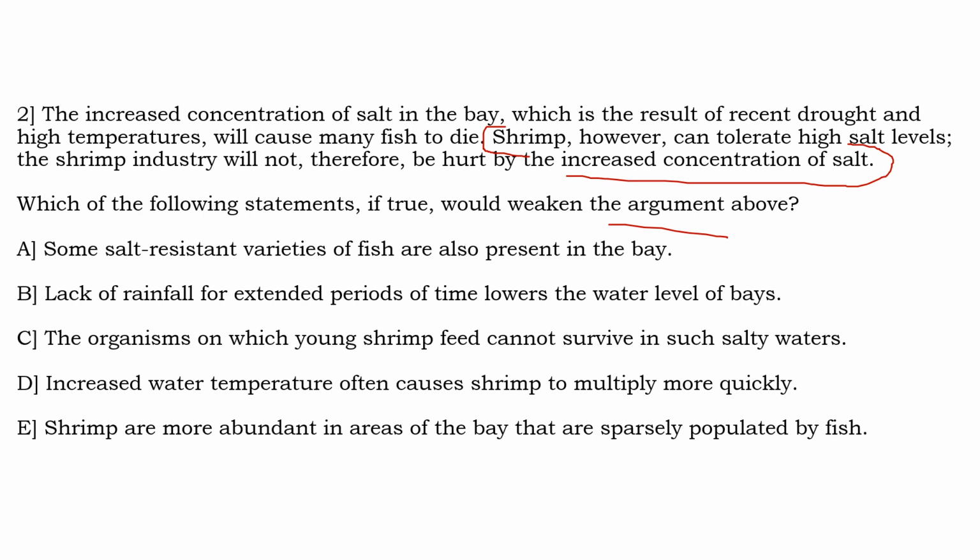Option B, some salt-resistant varieties of fish are also present in the bay. So what does it mean? It means that there are some varieties of fish which are not going to be affected, so they can survive. While the passage says that the fish are going to be affected. So what this statement is actually doing, it is weakening this fact given to you. Is it weakening the argument? No, our argument is not about whether a fish is going to be affected or not affected. Our argument is, as I have said, about the shrimp industry not going to be affected. So this option may seem like a good answer to you because the salt-resistant varieties of fish means they will not be affected. So it weakens the fact that the fish industry is going to be affected.